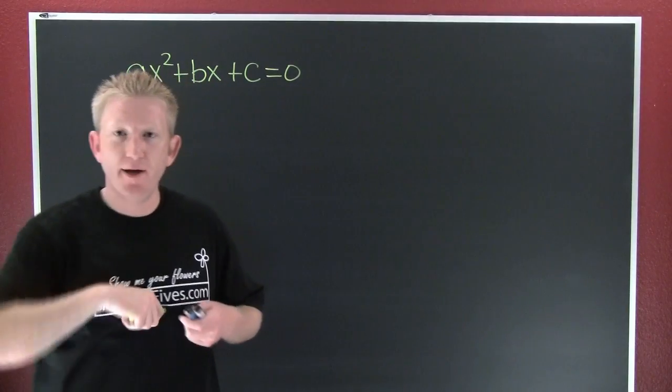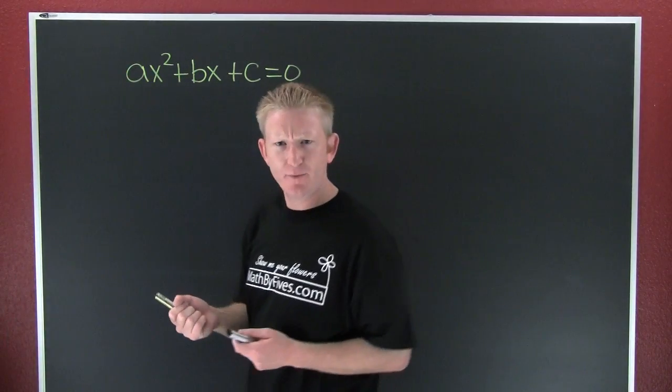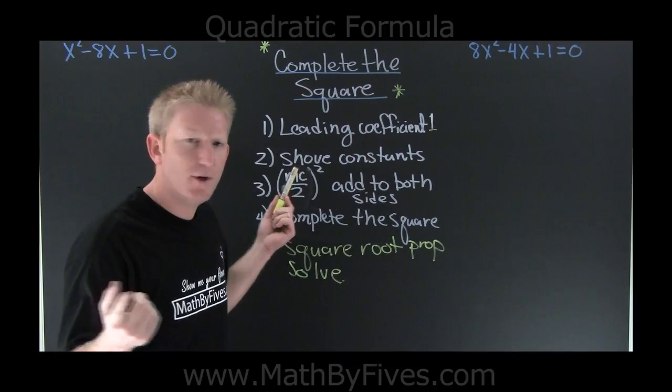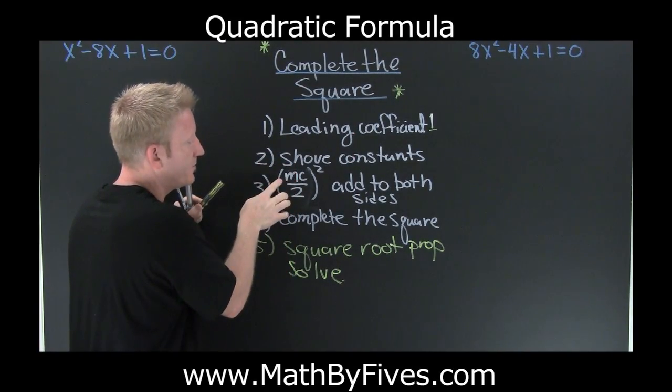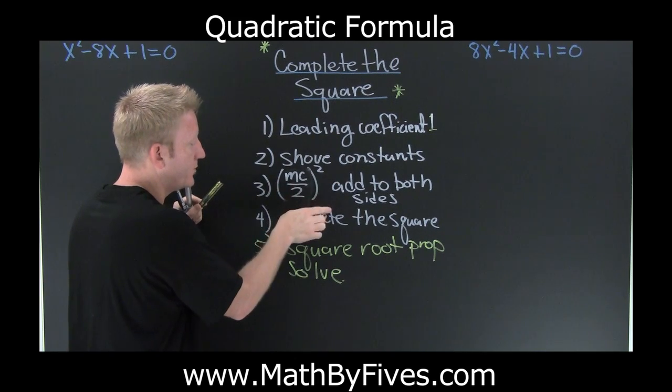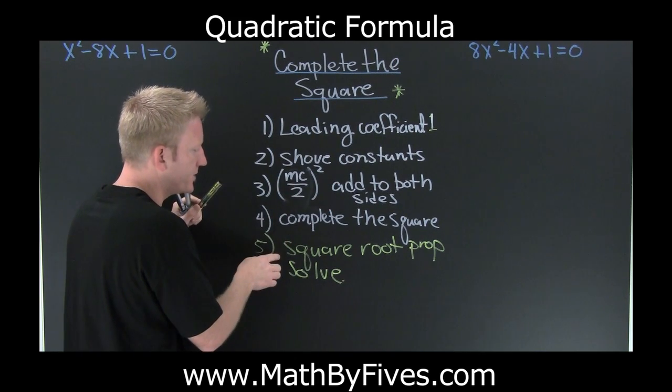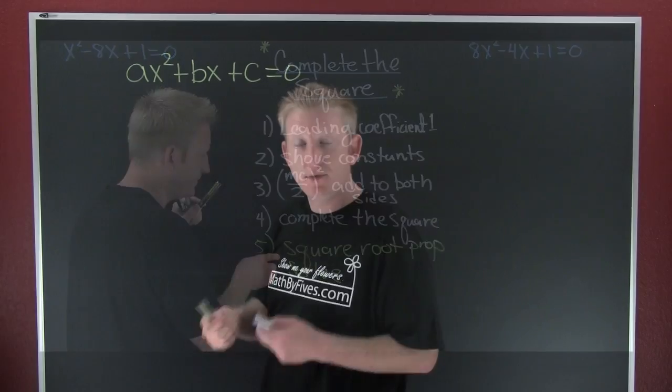Let's complete that square one more time. How did we complete the square again? Leading coefficient 1, shove the constants, half the middle coefficient squared, add that to both sides, complete that square, use the square root property, and solve.